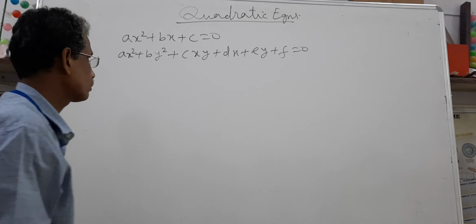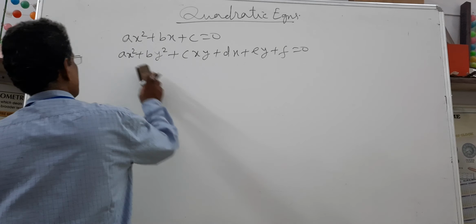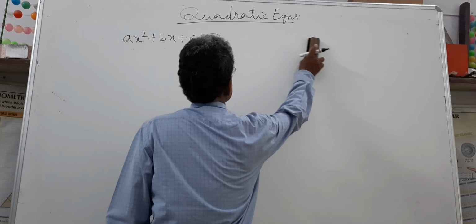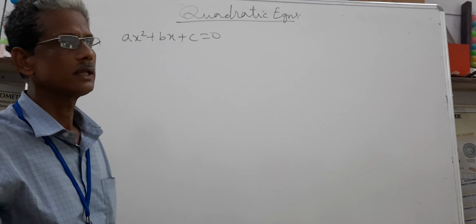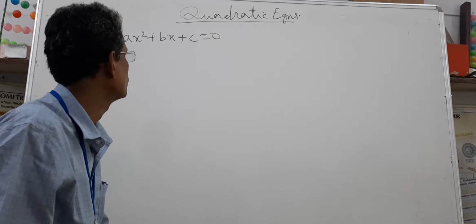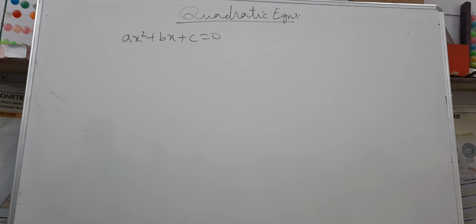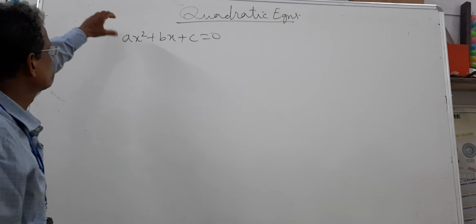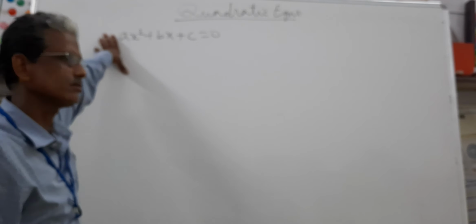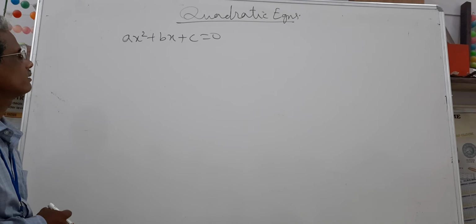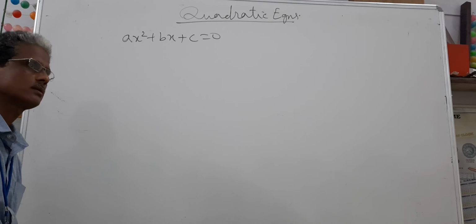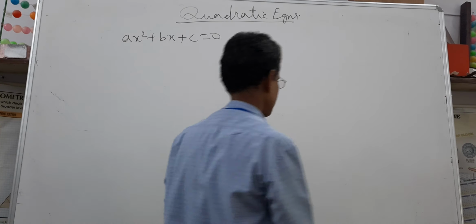But in your course, the quadratic equation in one variable is given, not two variables. The quadratic equation in two variables will be given in class 11th. Now you are required to find the solution of this quadratic equation. You can find the solution by factorizing or using the Sridhar Acharya rule.